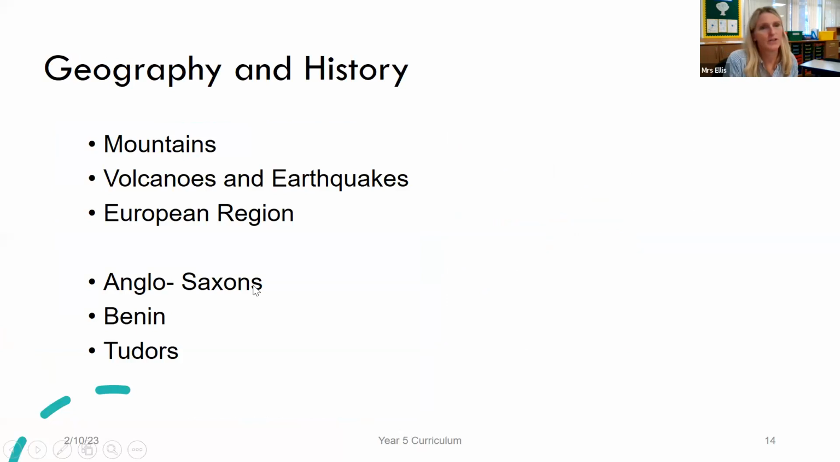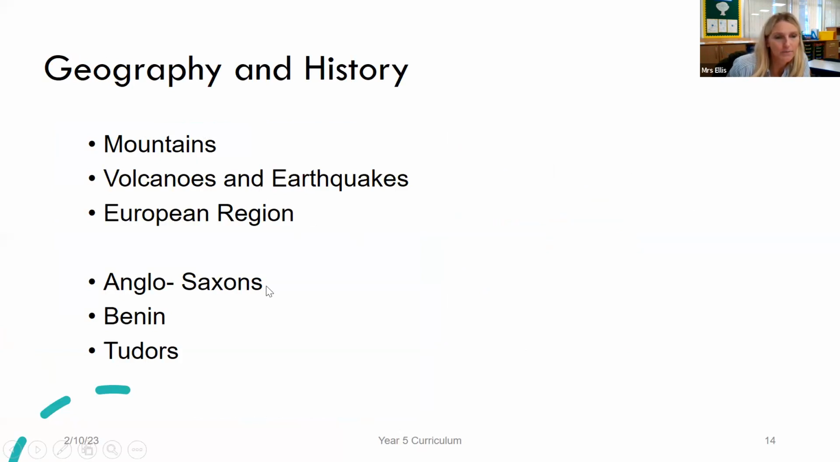Geography and history. So with our geography and history, we alternate teaching that each half term. So currently we're on geography. Next half term, we'll do our first topic of history. Then we'll go back to geography again. Then we'll go back to history, to geography, and to history. So we're looking at mountains at the moment, which the children are really enjoying, linking to their English work as well.